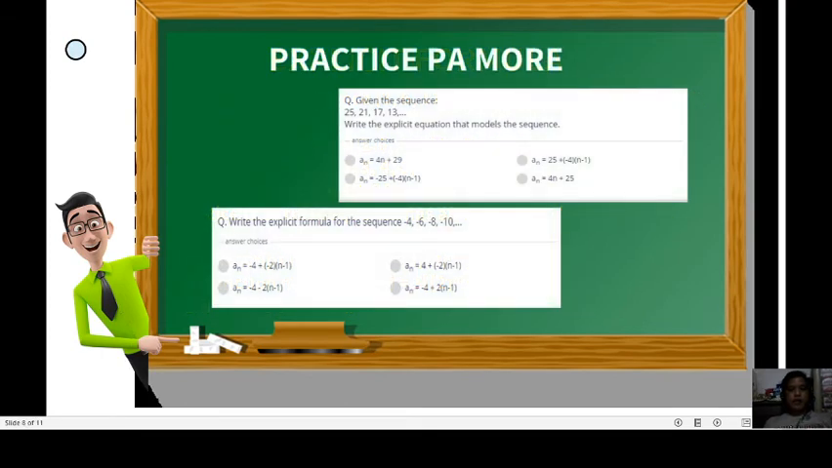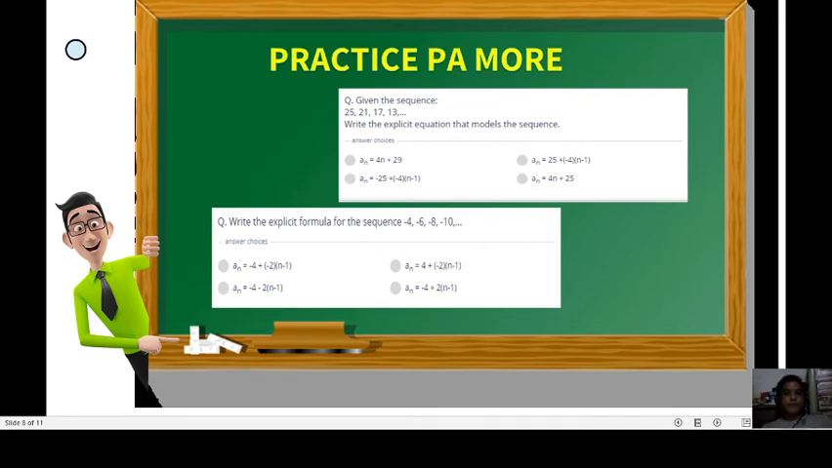Next, we have the practice. So practice pa more. Kindly get your notebook or paper and ball pen or pencil to write your answers, or also give the solution on how you came up with your answers. Question number 1: given the sequence 25, 21, 17, 13, and so on, write the explicit equation that models the sequence. We have the given choices. Second question: write the explicit formula for the sequence -4, -6, -8, -10, and so on.